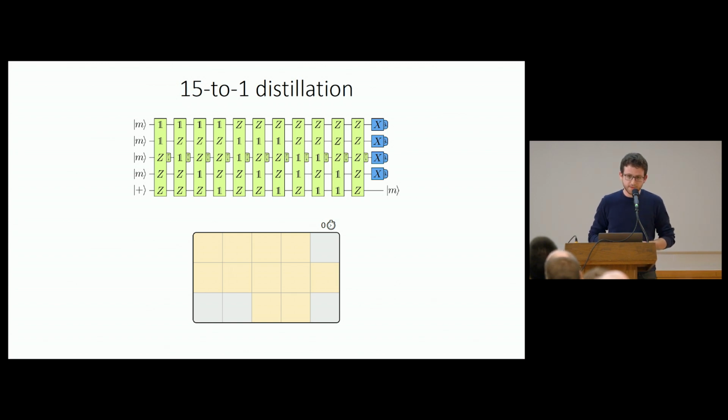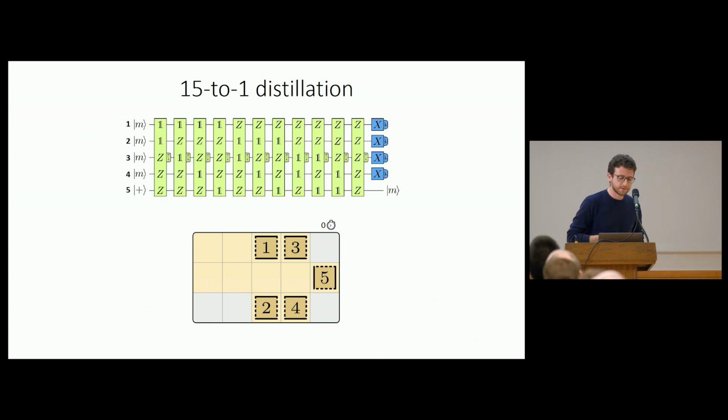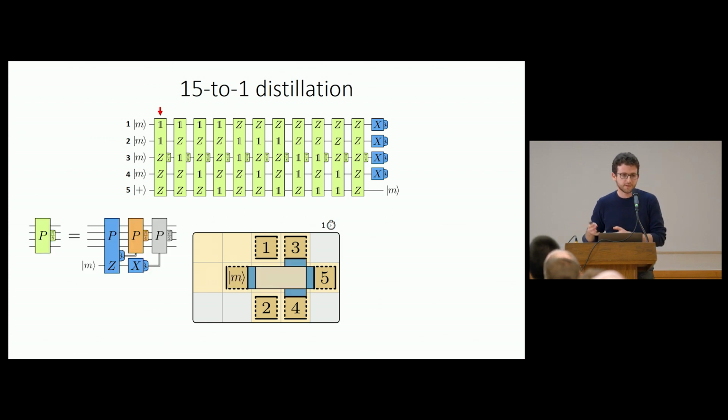Now let's implement this using 11 tiles, so just these 11 orange tiles here, not the gray ones. We start by initializing 5 qubits: 4 faulty magic states and a plus state. Now, to go through the circuit, you'd think we could just use the circuit identity I showed you before to consume magic states to go through the circuit.